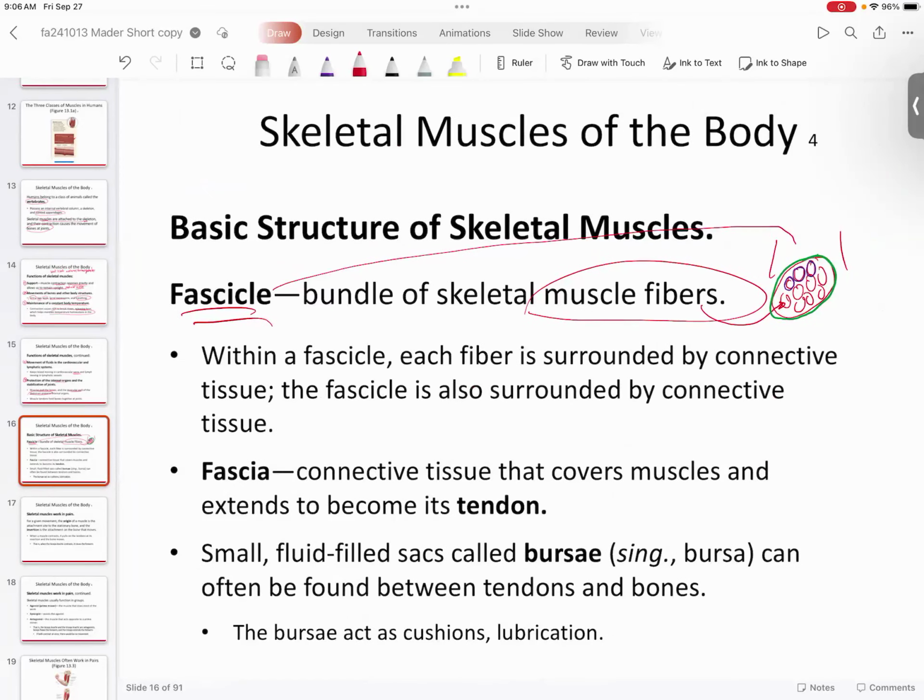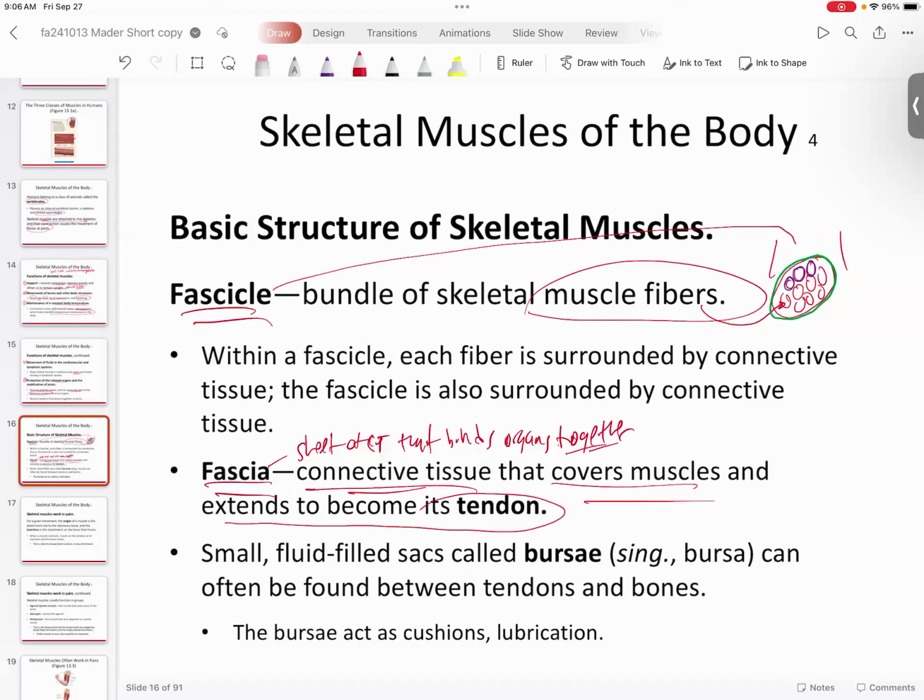So the wrappings, oftentimes we'll run into what's called fascia. Fascia is essentially a sheet of connective tissue. And it typically binds your organs together. It tends to cover muscles, and then it can actually extend out and become part of the tendon. But oftentimes it binds organs together. In this case, it binds muscles together. And this is so that the organs don't flop around.